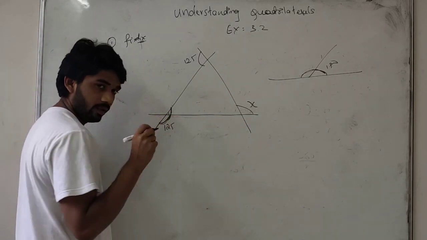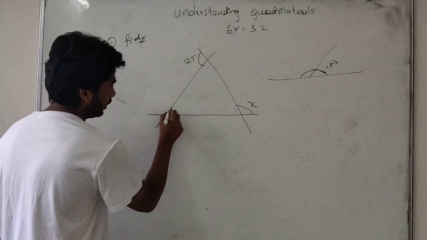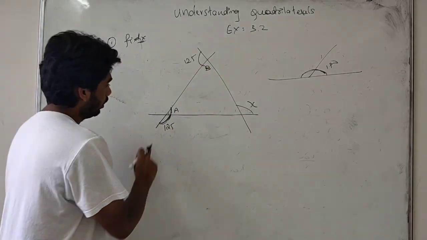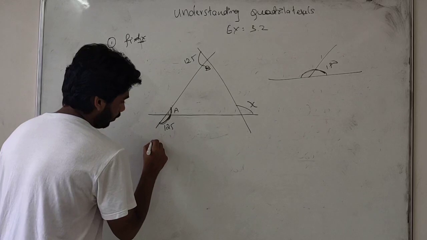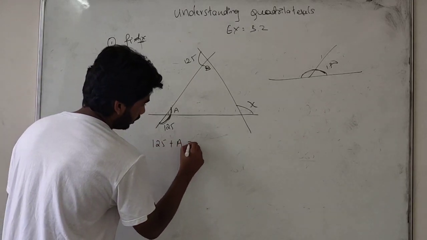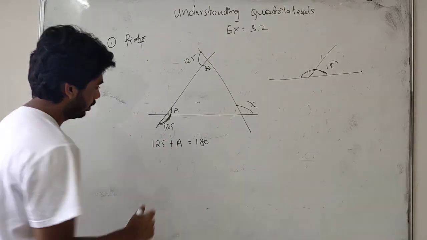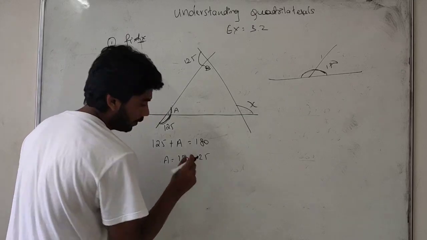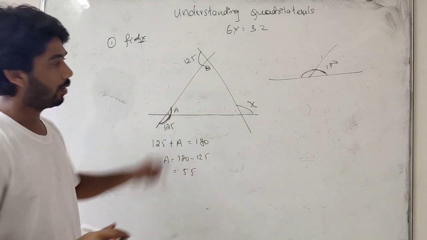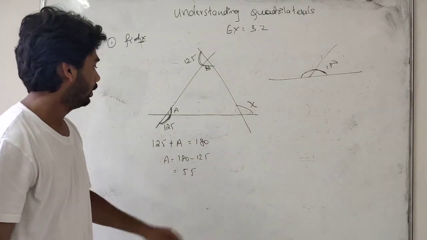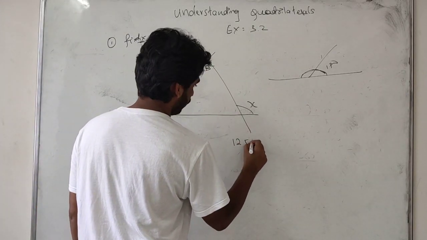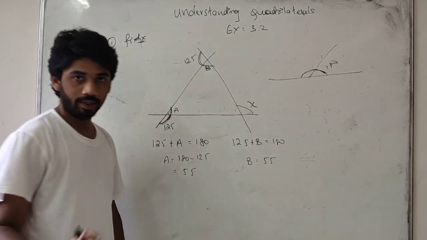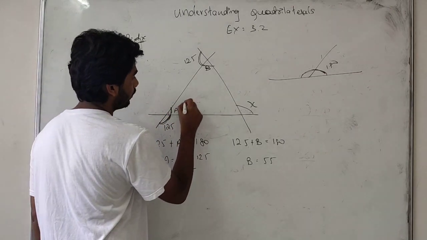For the line equation, we take these angles as a and b. For a, we have 125 plus a is equal to 180 degrees. Now a is equal to 180 minus 125, which means a is 55. In the same way, we find b. The total is 180 degrees, so 125 plus b is equal to 180, so b is 55 degrees. Here it is 55.